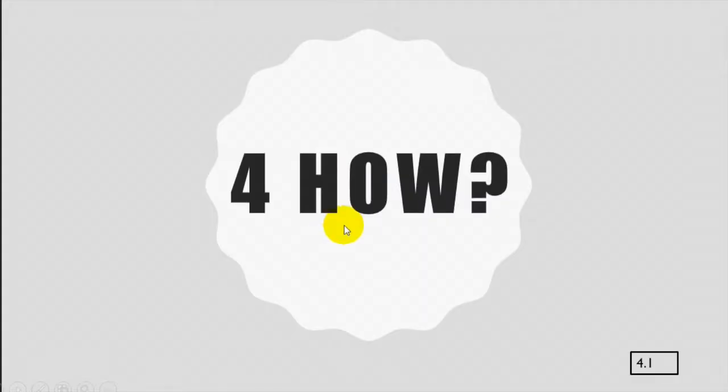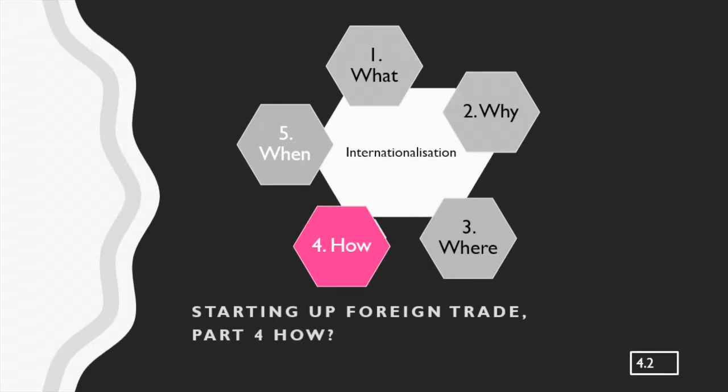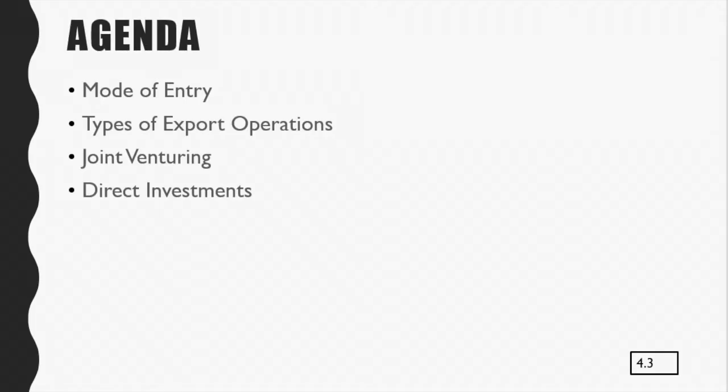So today we will only talk about how. You remember that we have been talking about what, why, where, and today then it's about how. So this is part number 4 in starting up foreign trade. We will talk about different modes of entries.